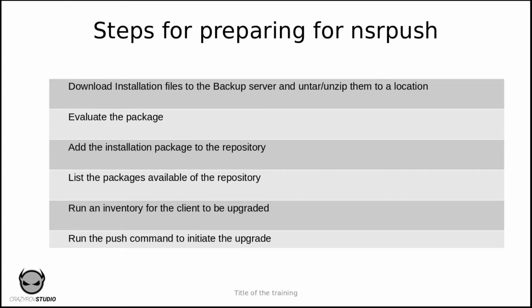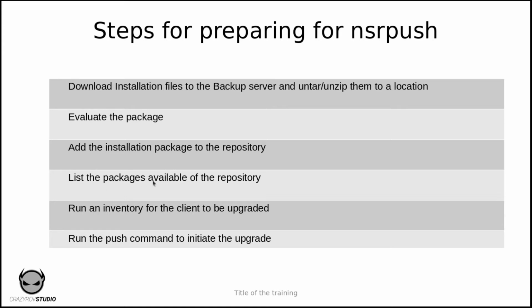Next is to evaluate the package. To evaluate the package, you have the nsrpush command to run with certain switches, which we'll be looking at when we are looking at the demo. So once you have evaluated the package to make sure that the package has whatever you want it to be in there, next is to add the installation package to your repository. Now there is another catch here. If in case your repository is not created, then the evaluation of the package would not run. If you do try to run the evaluation, it would throw an error stating that the repository is not yet created. So you can directly go to step 3, which is adding the installation package to the repository.